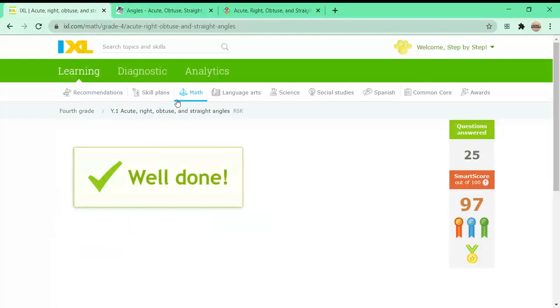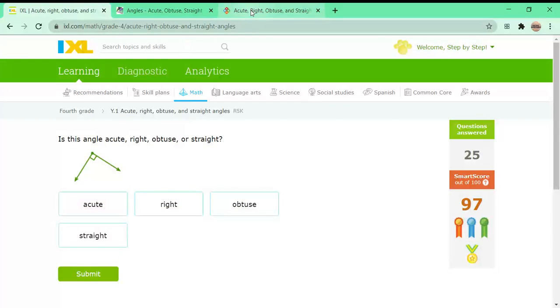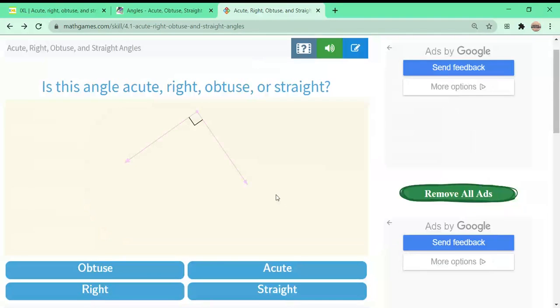Well done. Okay, so let's play a little game to give us an understanding of acute, right, obtuse, and straight. Okay, is this angle acute, right, obtuse, or straight? We know that this angle is definitely right because you can see that there is a square at the edge, and this angle is exactly 90 degrees. So this is a right angle.